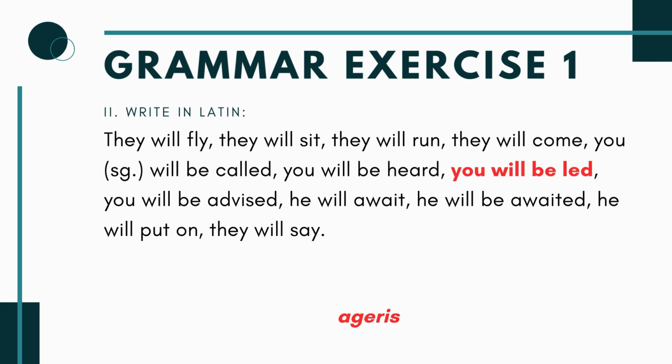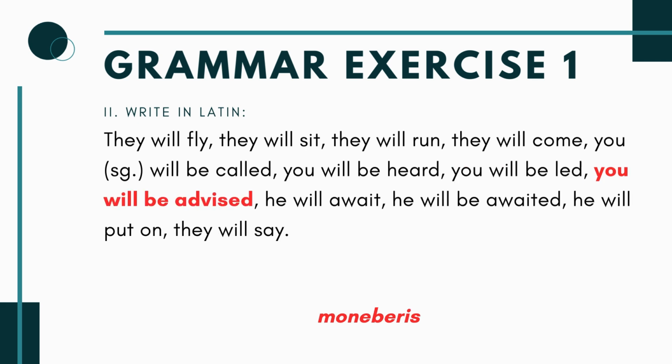Okay. Next, you have you will be led. Again, future passive. It's ageris. The E there is what's making it future, and the RIS is what's making it passive. Okay. You singular will be led. Next, you have you will be advised. Again, future passive. It's going to be moneberis, right? The BE is because it's moneo, monere, which is a second conjugation verb. So you're using bo, be, bu. In this case, beris is what you use when you have second person singular, and it's passive.